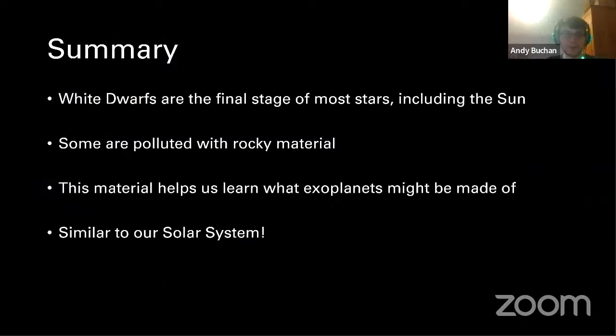I think that brings me to the end of what I wanted to talk about. So to summarize, white dwarfs are the final stage of most stars, including the sun. They're effectively dead stars. Some of them are polluted with rocky material, and that material can help us learn what other exoplanets might be made of. And the overall gist of what we've seen so far tells us that our solar system is fairly typical of what goes on in other exoplanetary systems.